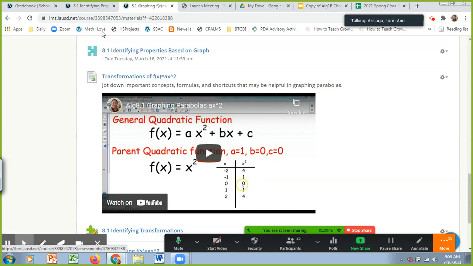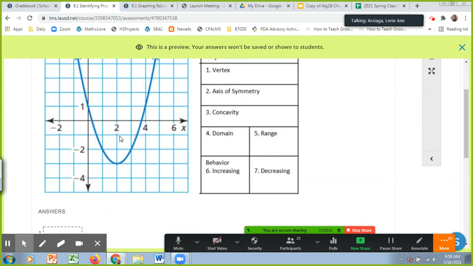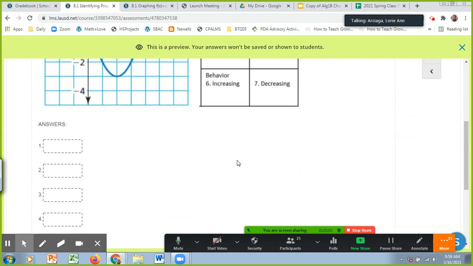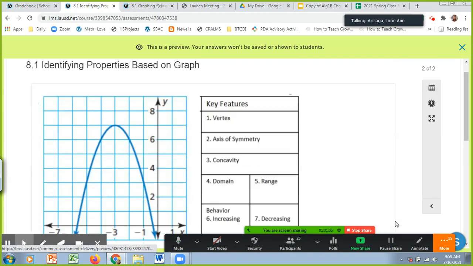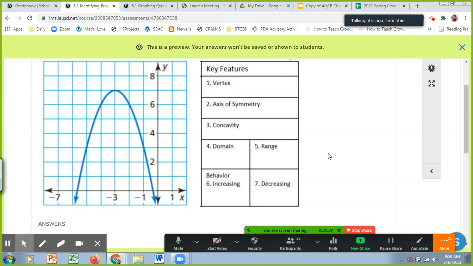What are you going to do for the 8.1 properties? It's going to be the same thing. You see that? I give a graph right here, but now I moved it. It's no longer in the center. You get what I mean? So all you need to do is match their answers right here, and the choices are right here at the bottom. And there are two sets of those. The other one now is opening differently.